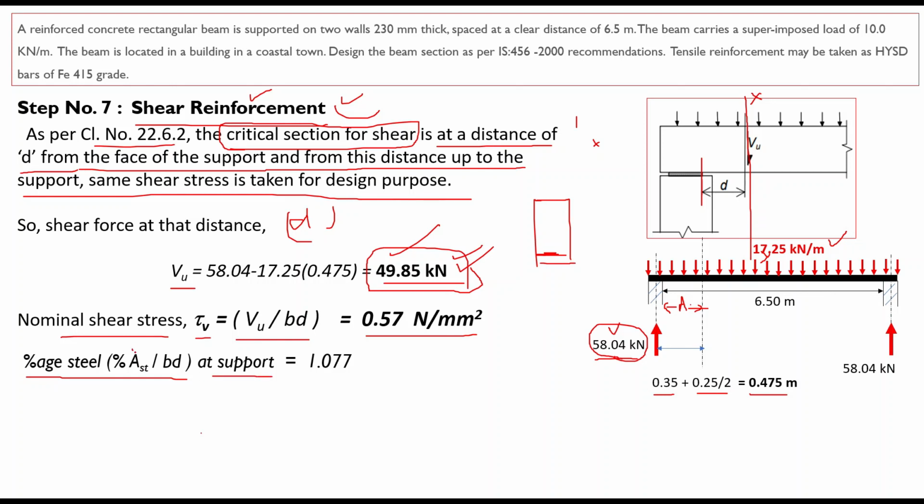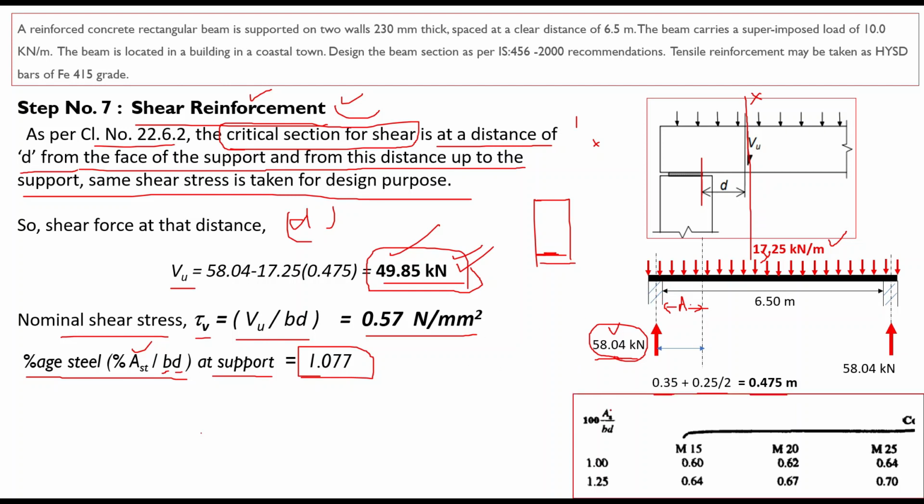So Ast, we know, was something like 942, b was 250 mm, and effective depth was 350 mm. So this will give you the value 1.077. So this is the percentage of steel which we are able to provide at the level of the support.